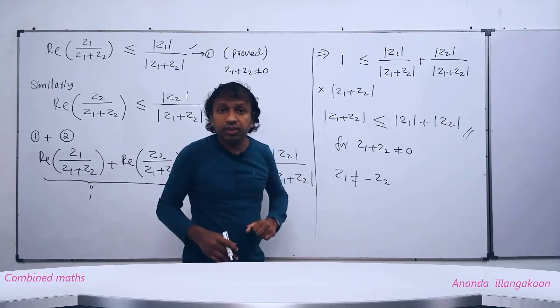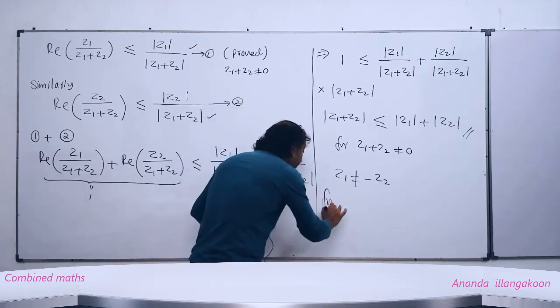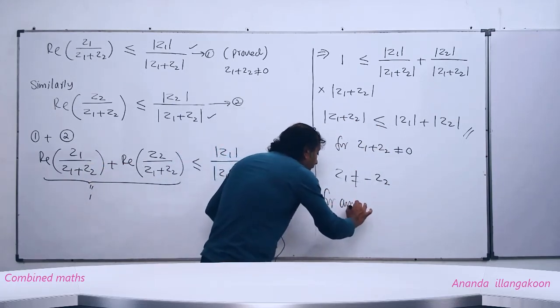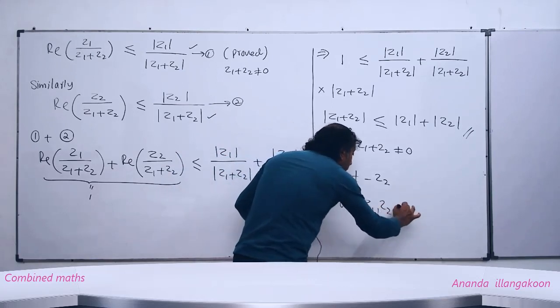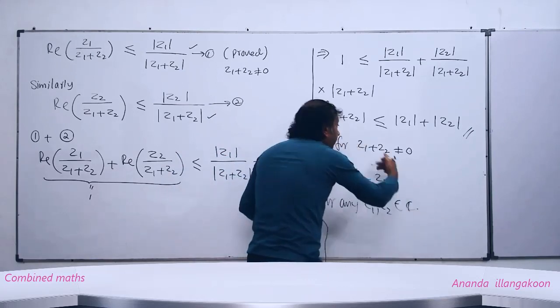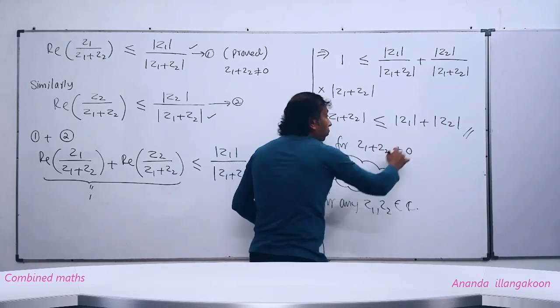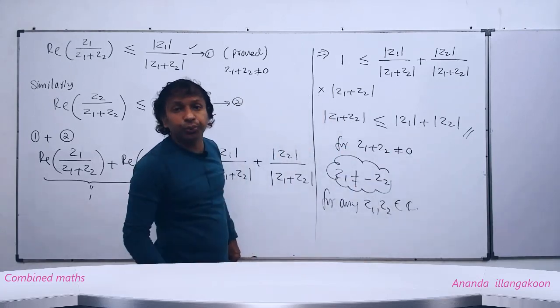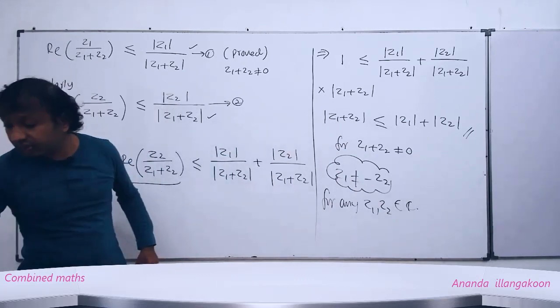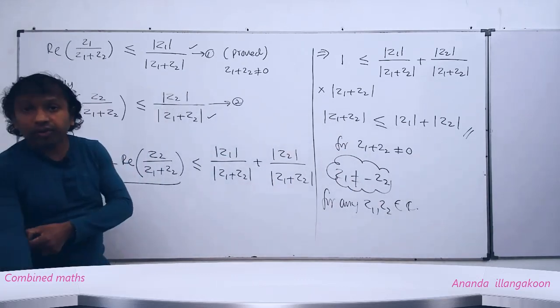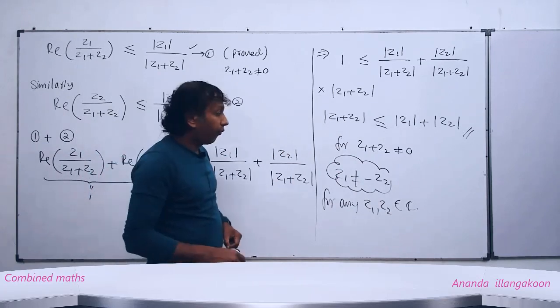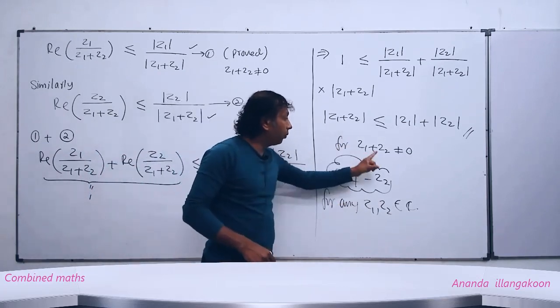Question asking for any Z1, Z2 in complex numbers. This is true. Even this case also, this should be true. Then another case we have to prove to complete the proof in the question asking. Right? People, what if this Z1 and Z2 equal to 0?